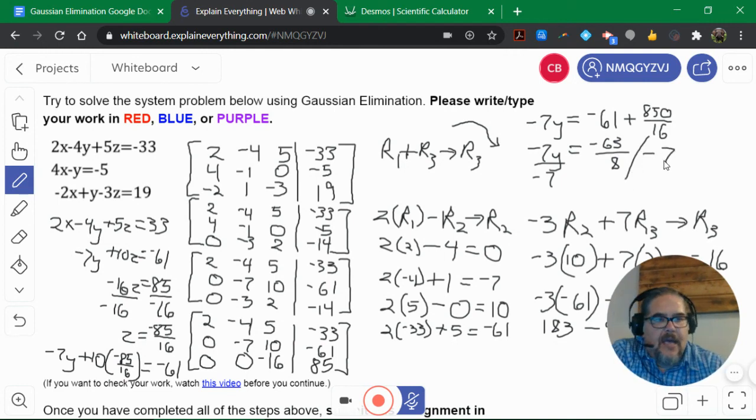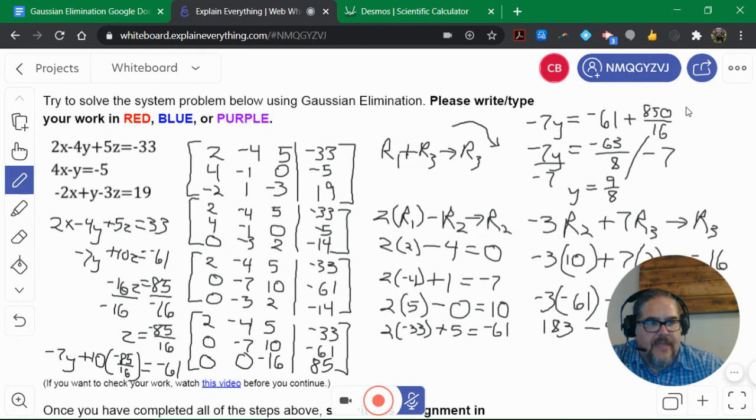And actually, if you look at your negative 63 and divide that by negative 7, you're going to end up with positive 9 on top. And so what we get is y equals 9/8. So now we have our y, 9/8, and we have our z, negative 85/16. We can plug both of those values in for this top equation, this original equation.